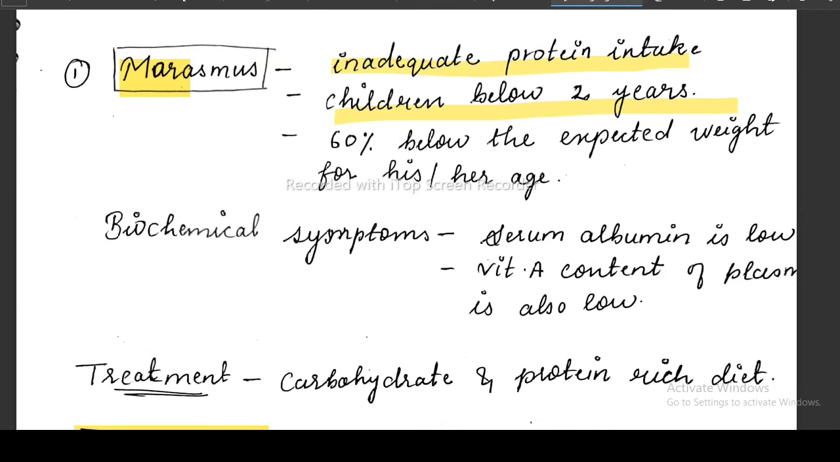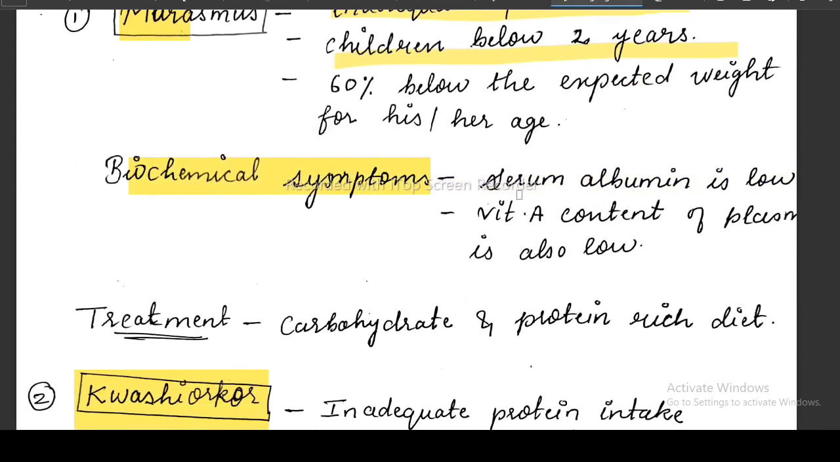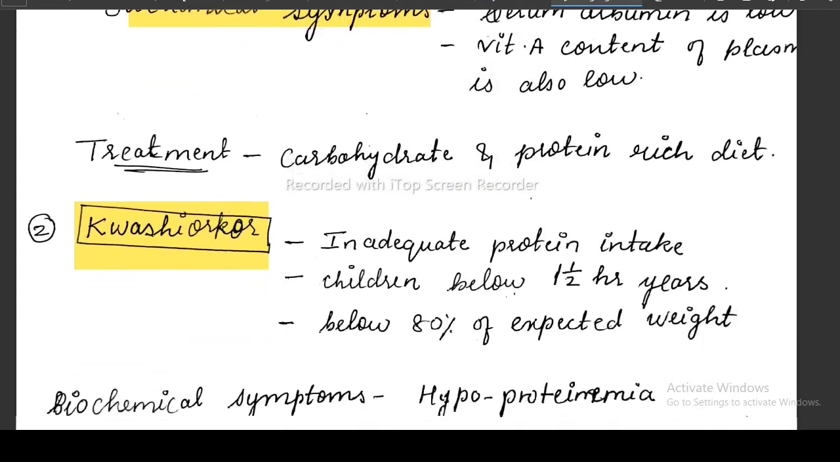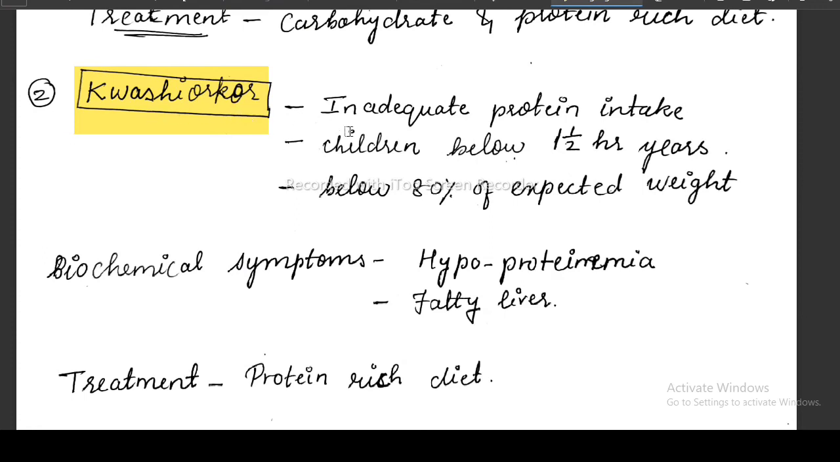Head is big as compared to the body. उसका जो सर है वो थोड़ा सा बड़ा रहेगा. And the legs will not be having proper skin covering. Let's see the next, the biochemical symptoms. So in biochemical symptoms we have, very first, serum albumin is low. Next is vitamin A content in plasma is also low. Next is the treatment, how you can treat marasmus. So the treatment is a person should have high intake of carbohydrate and protein rich diet.